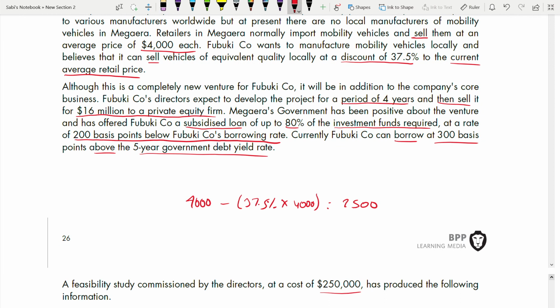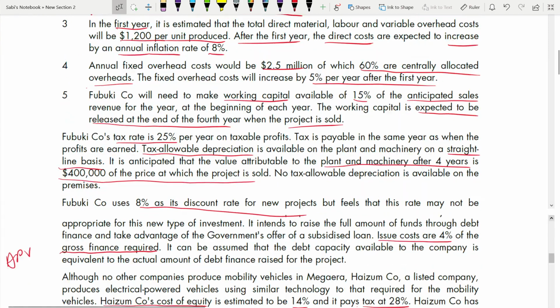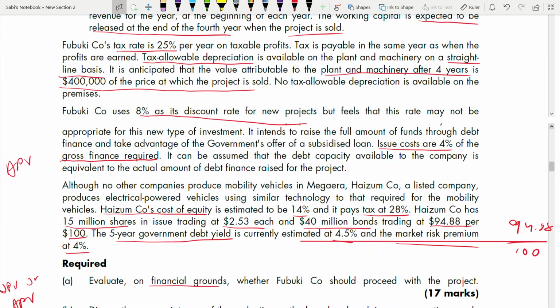Okay, so Fubuki is offered a subsidy, up to 80% of the investment fund required at a rate of 200 basis points below Fubuki's borrowing rate. So currently, how much can they borrow? At 200 basis points below Fubuki's borrowing rate. What is Fubuki's borrowing rate? 300 basis points above the 5-year government debt yield rate. The 5-year government yield rate is given here. It is 4.5%.